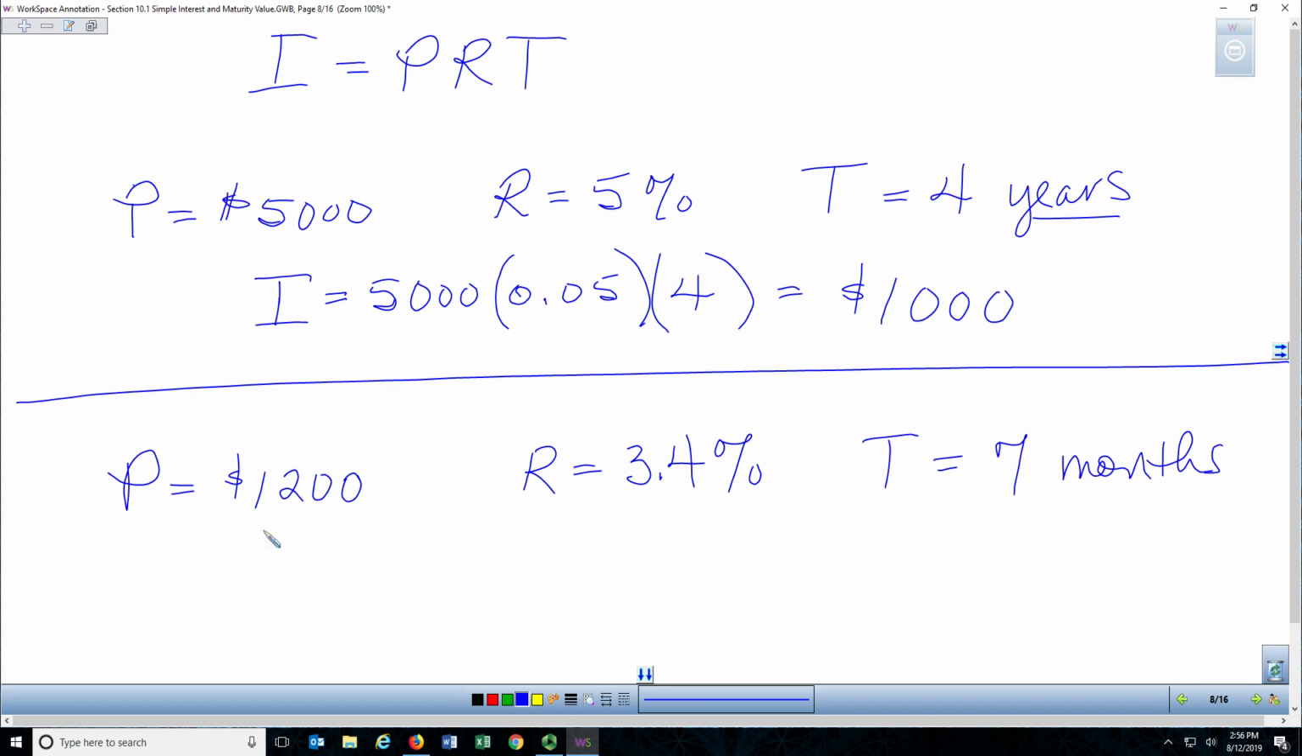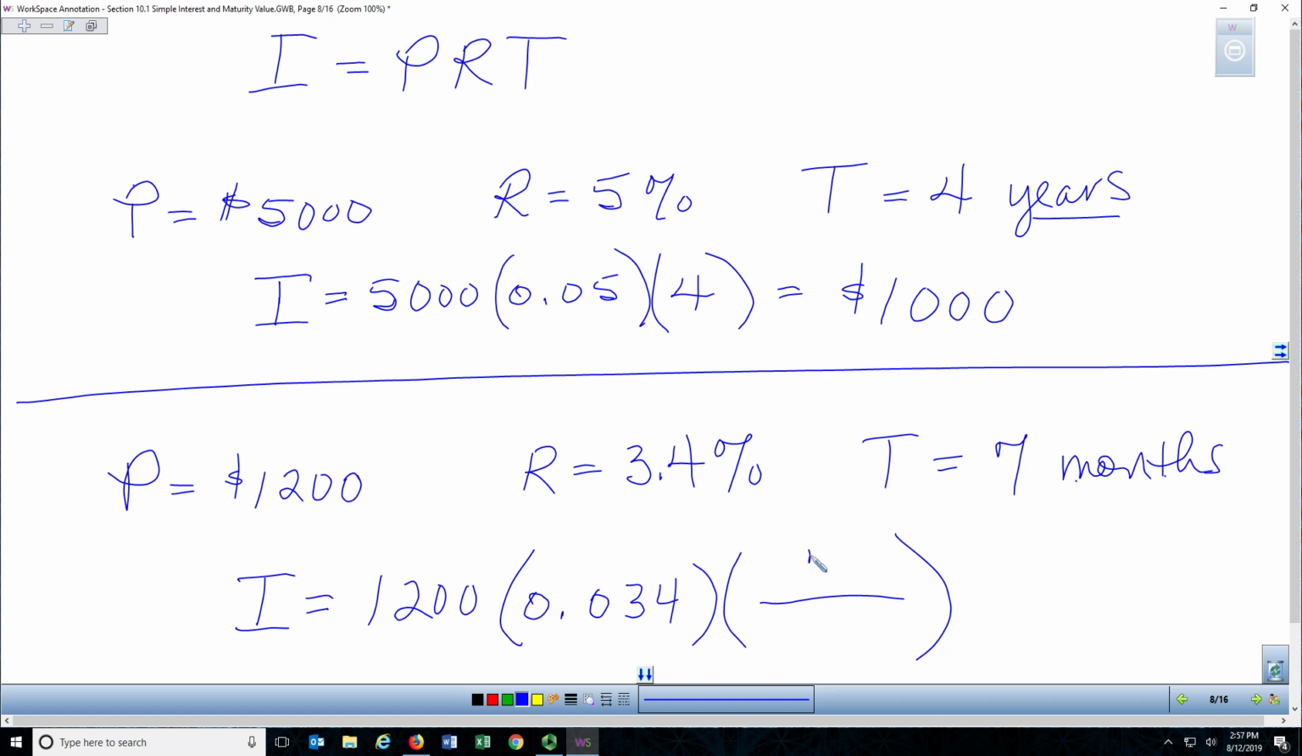Here I have a principal of $1,200, an interest rate of 3.4%, and time this time is in months. So the principal is $1,200. I need to change this to the decimal form. And then because this is 7 months, I need to make a fraction, 7 over 12. 7 months out of 12 months.